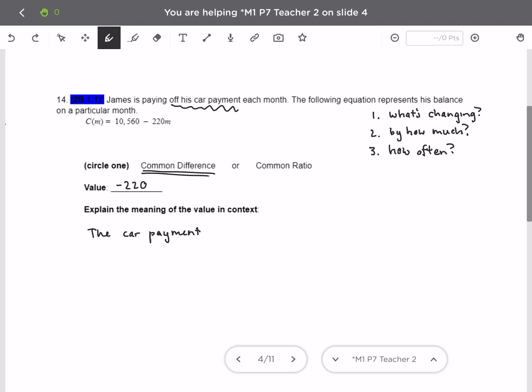Okay, sorry. The car payment is decreasing by $220, and I could probably be more specific and put $220. All right, that's how much it's changing, and it's changing each month. And so I have gone through each of my 3 things, the what's changing, by how much, and how often. And that is something that we expect you to be able to do on the test.